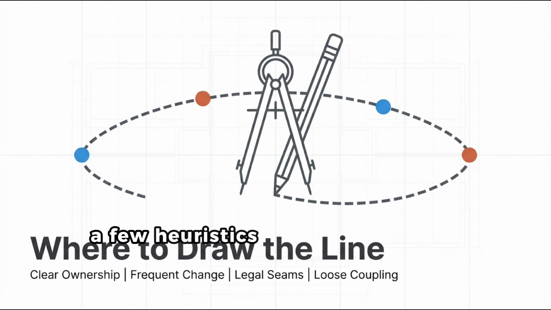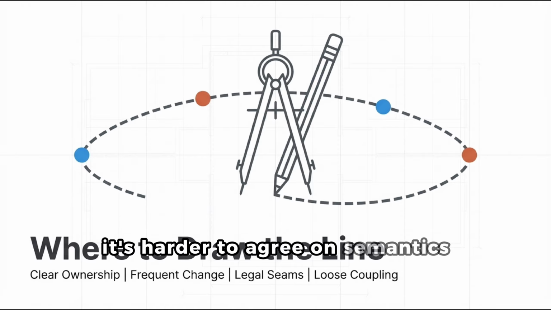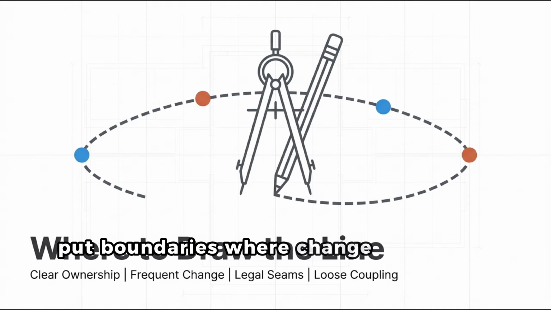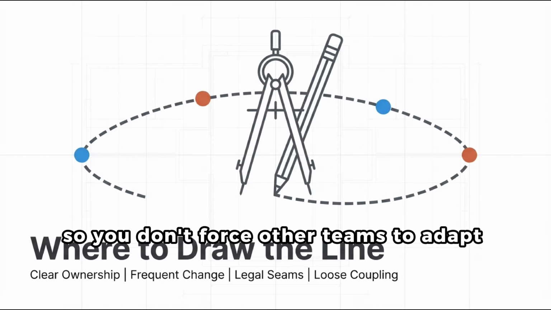A few heuristics for where to draw boundaries. Put boundaries where ownership is clear. If 2 teams share responsibility, it's harder to agree on semantics. Put boundaries where change is frequent. When one side changes often, isolate it so you don't force other teams to adapt every time.